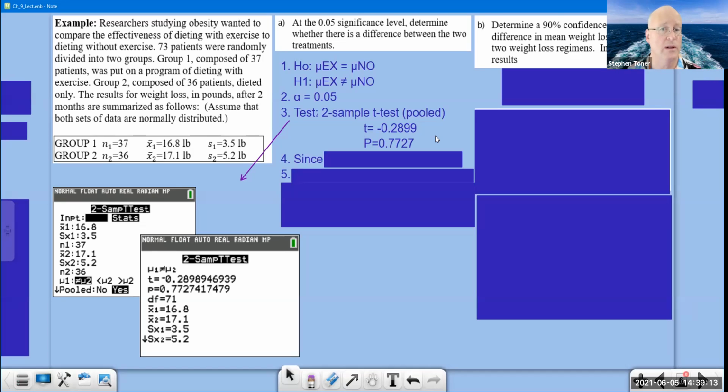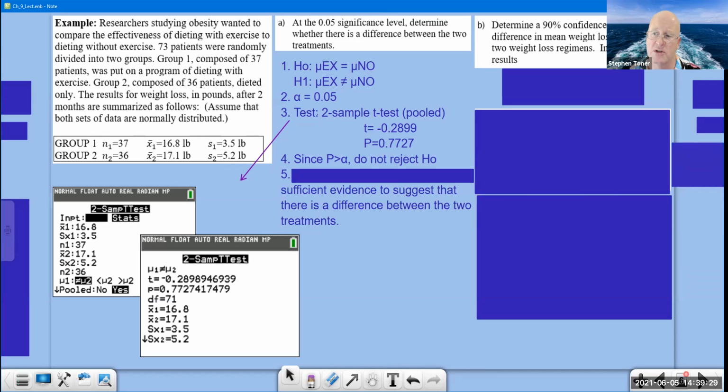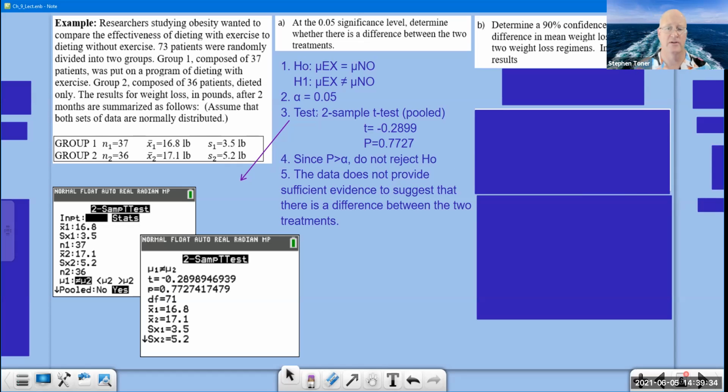Now we look at this and we say, okay, P is 0.7727. That's way bigger than alpha. So since P is greater than alpha, do not reject H0. And we're right back to all that stuff we were doing in the previous chapter. And we can say the data does not provide sufficient evidence to suggest that there is a difference between the 2 treatments. And the wording that I've used right there for this is just the standard wording, okay?